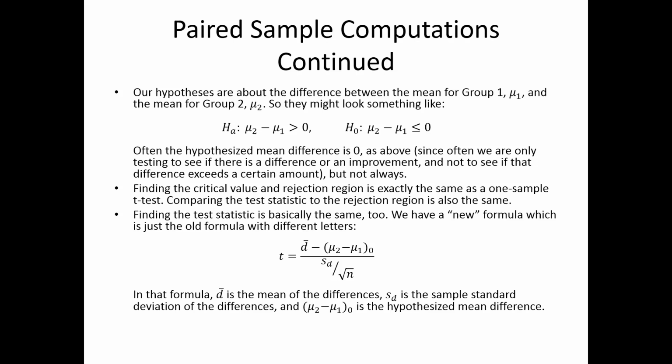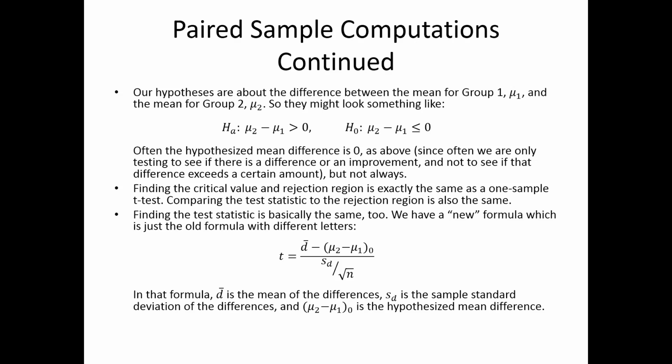Because then when we get to step 2, finding the critical value in the rejection region, it's exactly the same. Step 2 does not change at all. Step 3 also basically doesn't change. We can write it differently. You can see that this test looks a little bit different. We have D bar instead of X bar, but it's actually really the same, right? D bar is just the sample mean difference, right? Just like we had the sample mean last time.